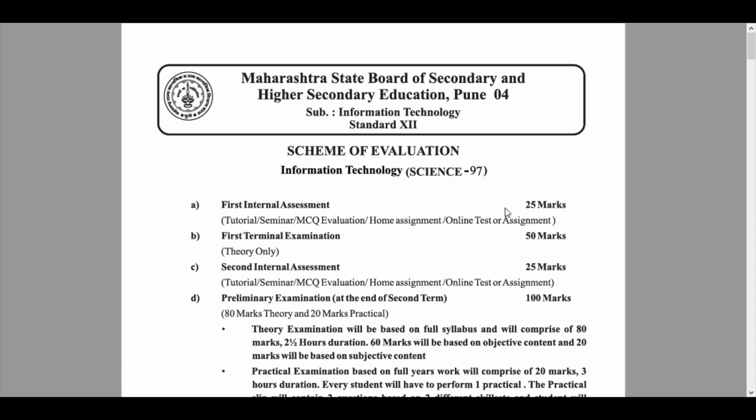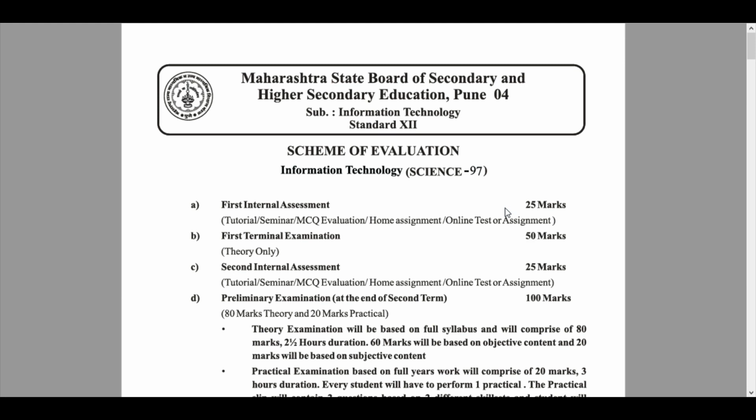So there will be 2 unit tests for you, which will be of 25 marks each. Then we move forward to our second step, that is the first terminal examination. This will again be for 50 marks. Then we move forward to a second internal assessment. This is our second unit test. The first unit test is 25 marks, second is 25 marks as well. So these were our unit tests.